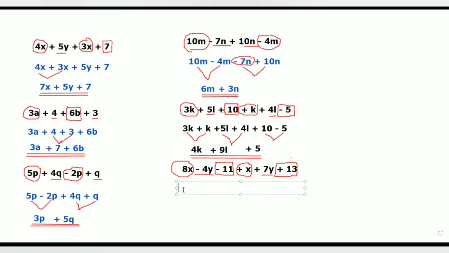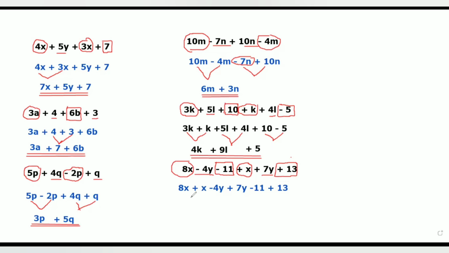So 8x, and next to it we take plus x. Then comes minus 4y, and next to it its own partner, plus 7y. Then we have minus 11 and we have plus 13. Okay. Now the like terms are together. Similar ones are nearby, we'll simplify.